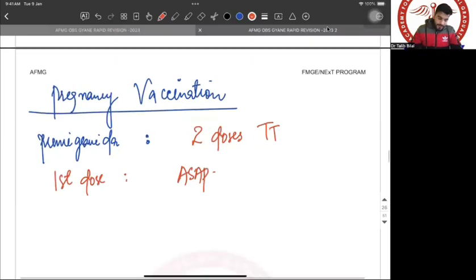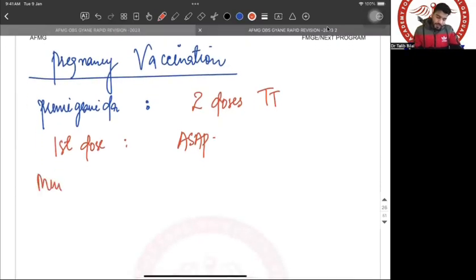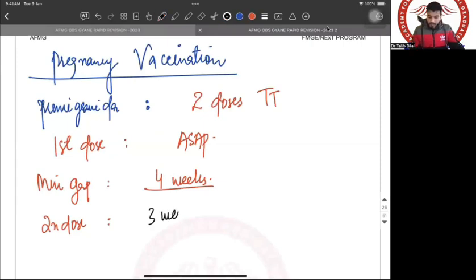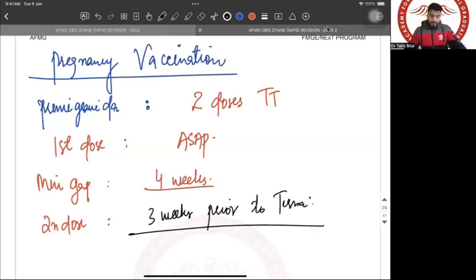Okay. And then, guys, there should be a minimum gap of 4 weeks before the second dose. And the second dose, guys, you can give 3 weeks prior to term, or in the third trimester. That is a primary gravida.